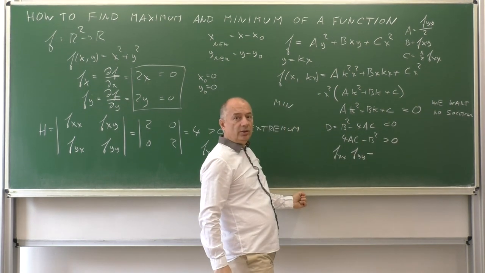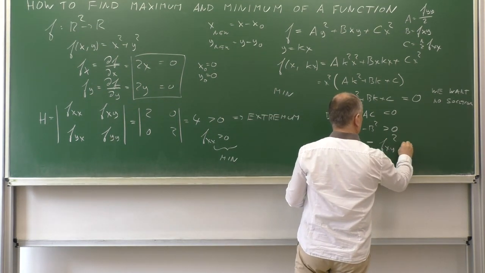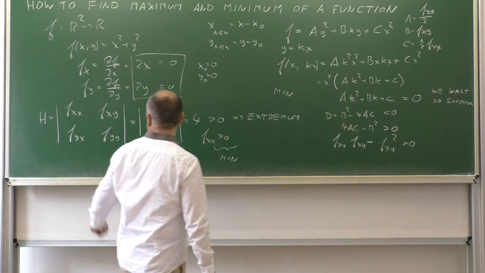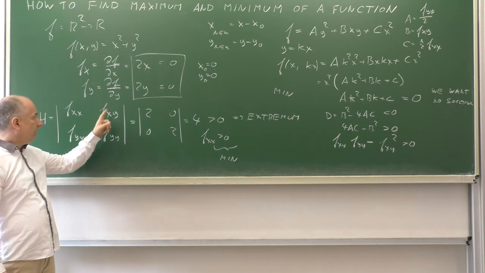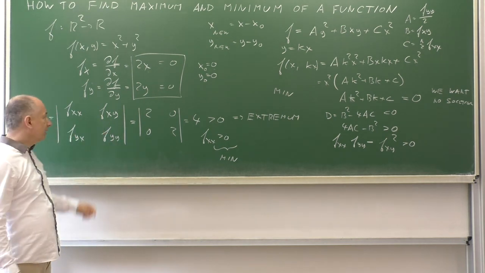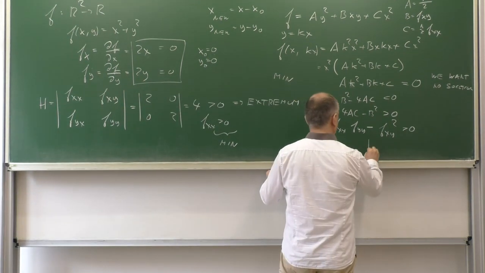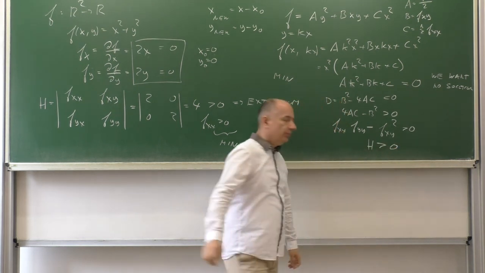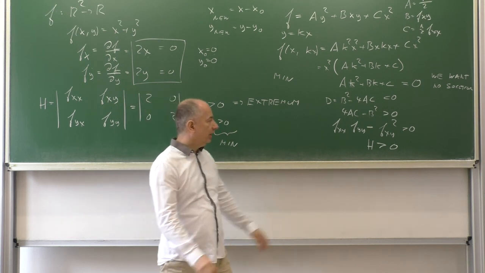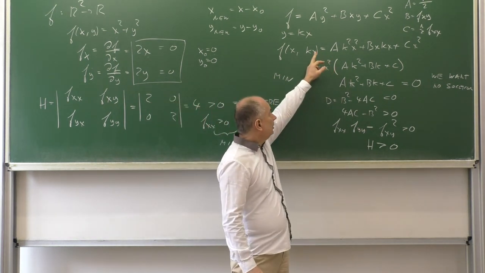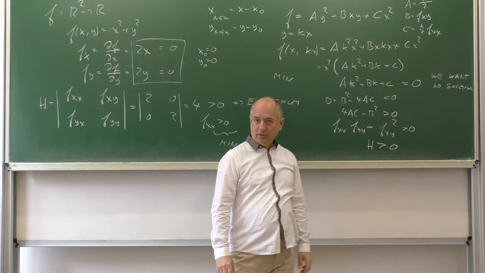And b is the mixed derivative, and the square of that. But this expression fxx fyy minus fxy squared is exactly the Hessian, the determinant of the matrix of the second order derivatives. So this is the explanation, or sort of proof, if you like, that for a function of two variables to have an extremum, the Hessian must be positive.